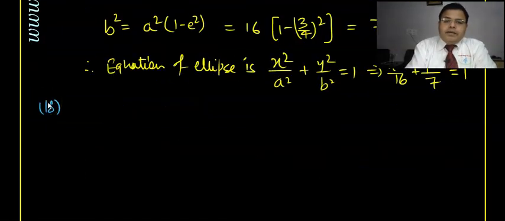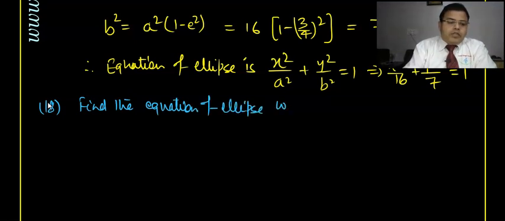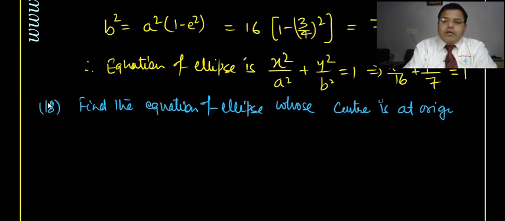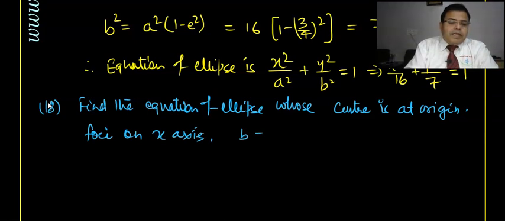Now question number 18, find the equation of the ellipse whose center is at origin, and foci on the x-axis, b is equal to 3 and c is equal to 4.